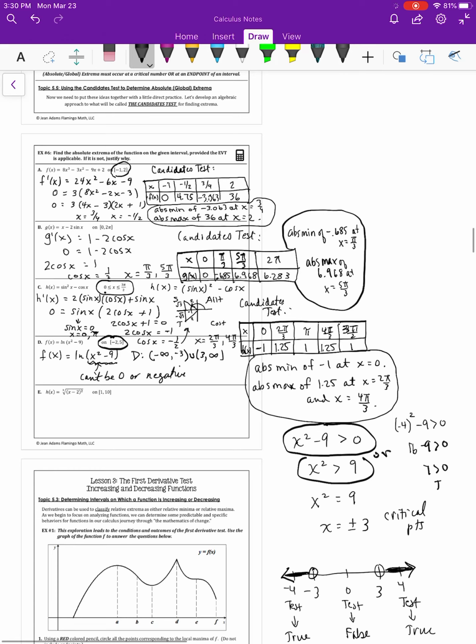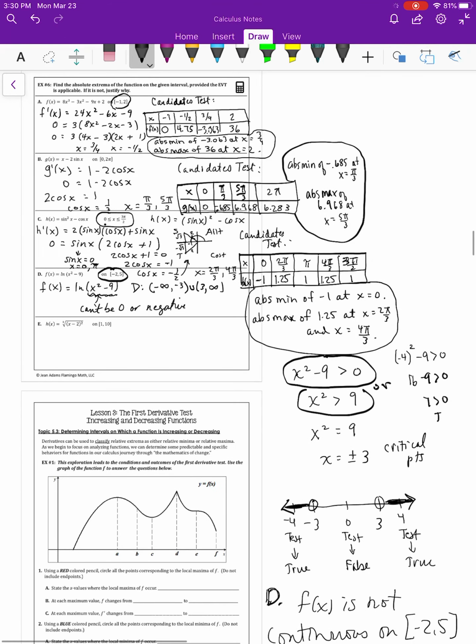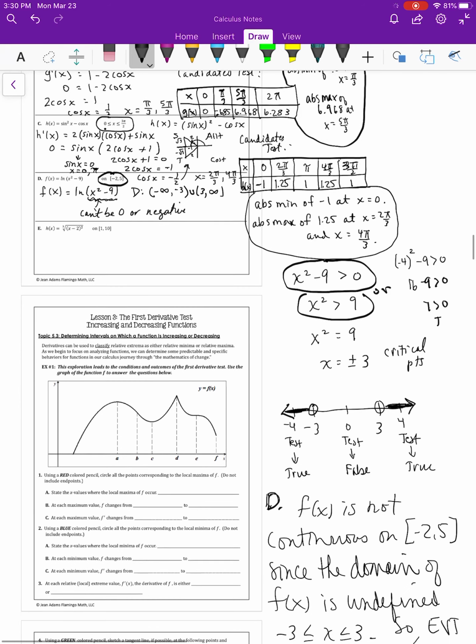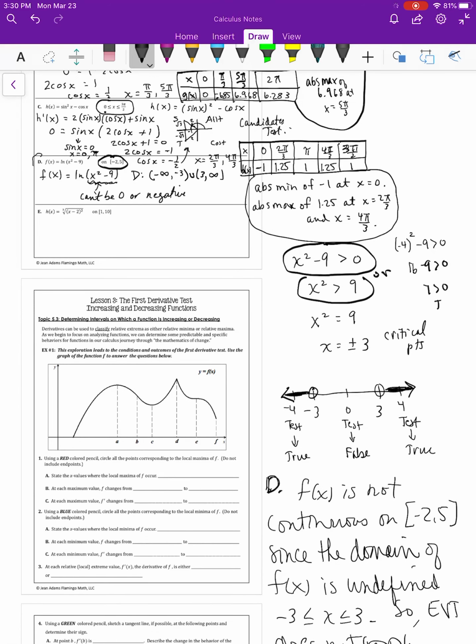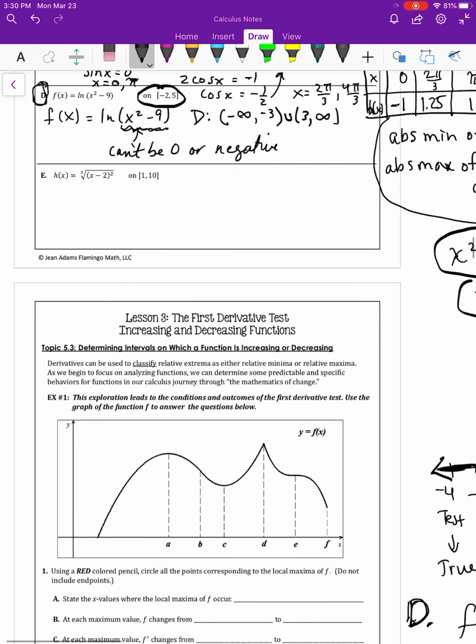And see, up here at the beginning, when we were looking at our instructions, it said find the absolute extremum of the function on the given interval provided the EVT is applicable. If it is not, justify why. So on letter D, that was the first one that we hit that we were not able to use that extreme value theorem. All right, so now let's look at letter E.